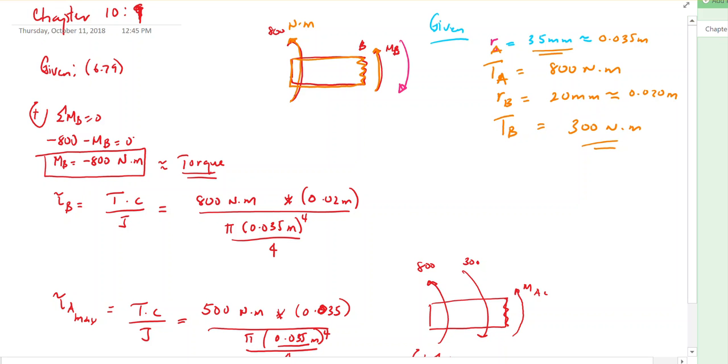Which makes sense because if this torque is trying to take it counterclockwise, of course this one has to take it clockwise to balance it. Okay, so the shear stress at B would be your T, which we found to be 800, right? Times your radius, which is C, 0.02 meters.